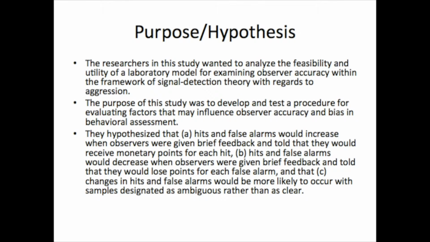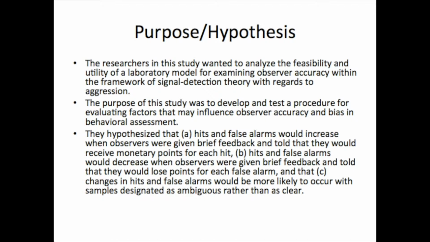In the study applying signal detection theory to the study of observer accuracy and bias in behavioral assessment, the researchers at the University of Houston wanted to analyze the feasibility and utility of a laboratory model for examining observer accuracy within the framework of signal detection theory with regards to aggression. The purpose of this study was to test a procedure for evaluating factors that may influence observer accuracy and bias in behavioral assessment.